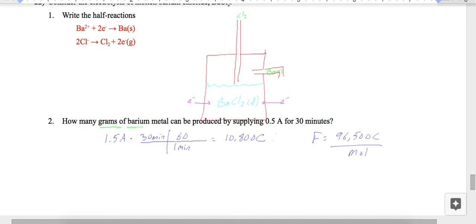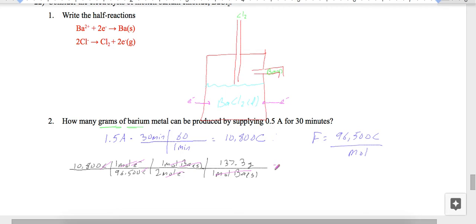It's just really amazing. So let's go through this. 10,800 coulombs, 1 mole of electrons is equal to 96,500 coulombs. Then in our half reaction for barium, whenever we have 2 moles of electrons that transfer, 1 mole of barium is produced. See how this is just so beautiful? It just works together. And then we can figure out what 1 mole of barium is, and that is equal to 137.3 grams of barium. We're going to start canceling things out like bosses. Boom, boom, boom, boom. There, that one goes away. There, that one goes away. End up with a value of 0.64 grams of barium.